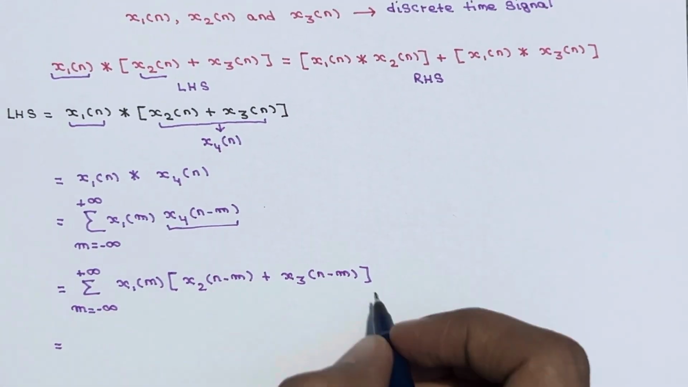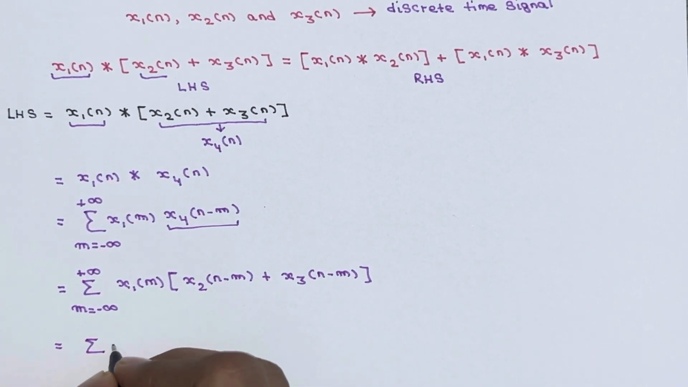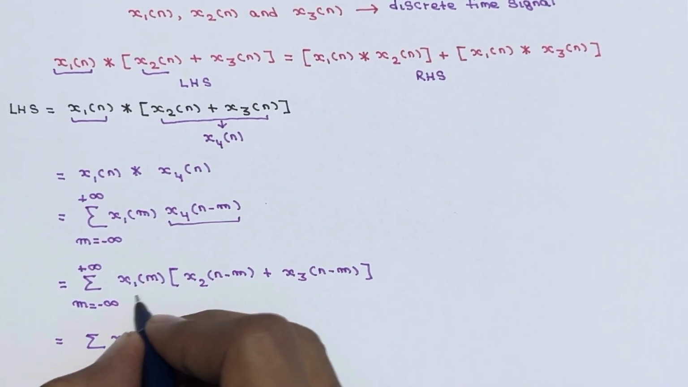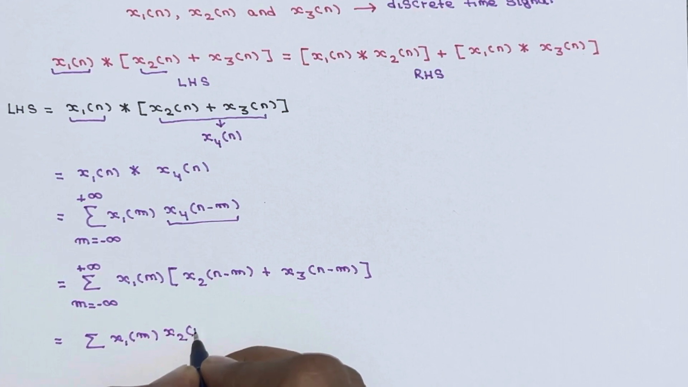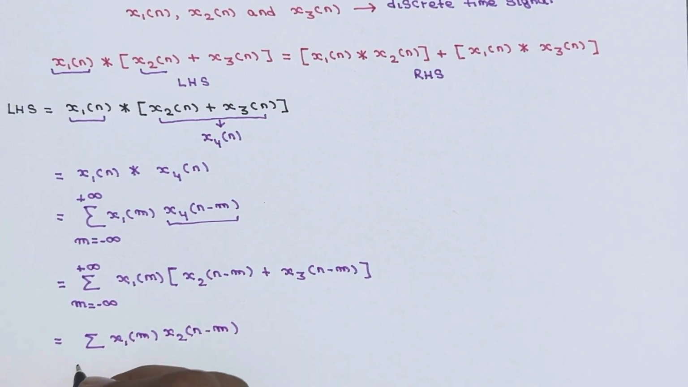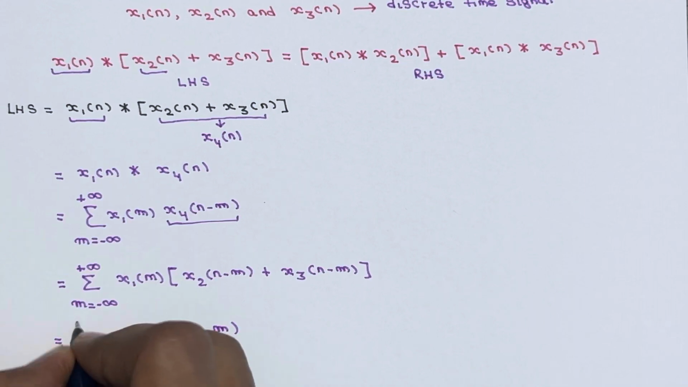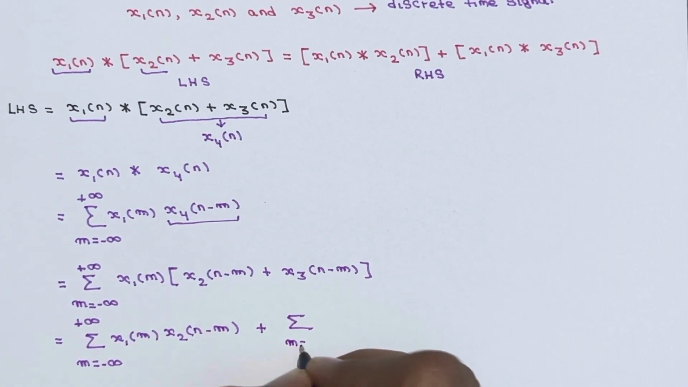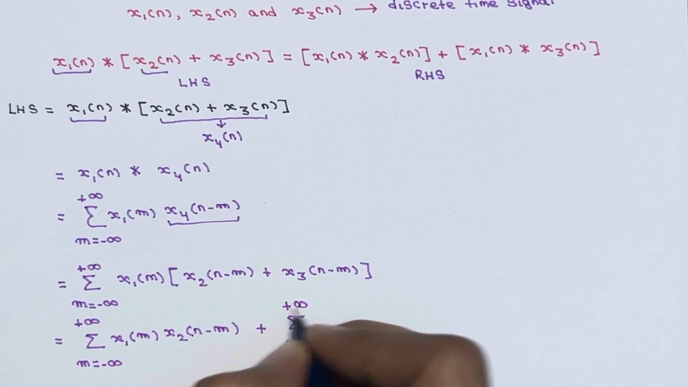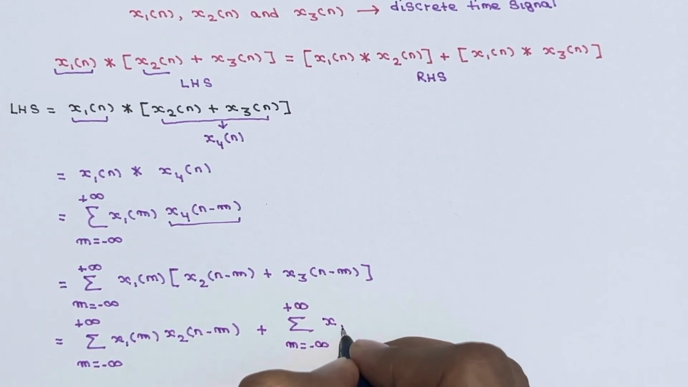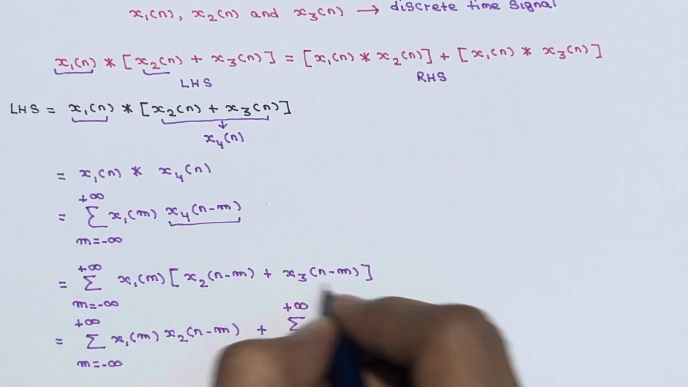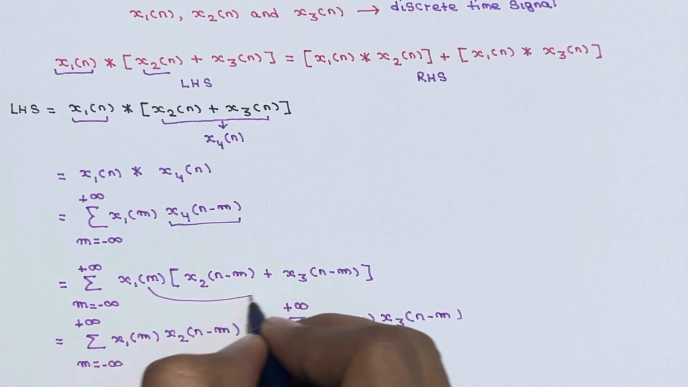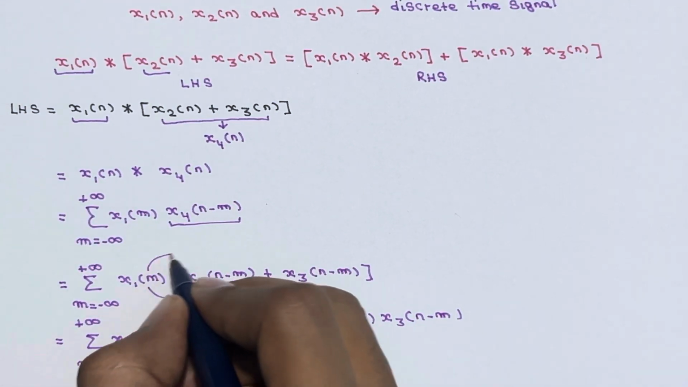Now basically you can write this as the summation of x1 of m into x2 of n minus m, with m equal to minus infinity to plus infinity, plus the summation with the same limit, m equal to minus infinity to plus infinity, of x1 of m into x3 of n minus m. Right? This multiplication, correct? In the first one, this one.